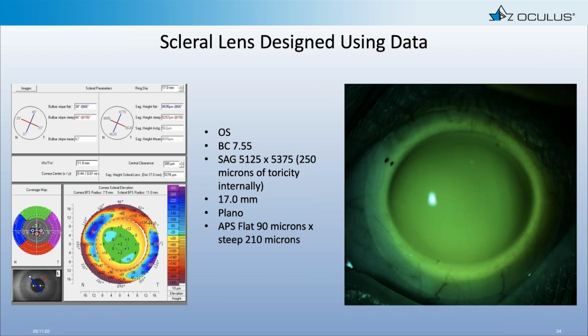We used a dual sag lens with 250 microns of toricity in the internal vaulting chamber, and we were able to then put another 300 microns of toricity out in the peripheral zone, and we created a really nice looking fit on an extremely toric eyeball, simply using the data and almost designing this as an empirically fit lens using the data that the CSP software provided.